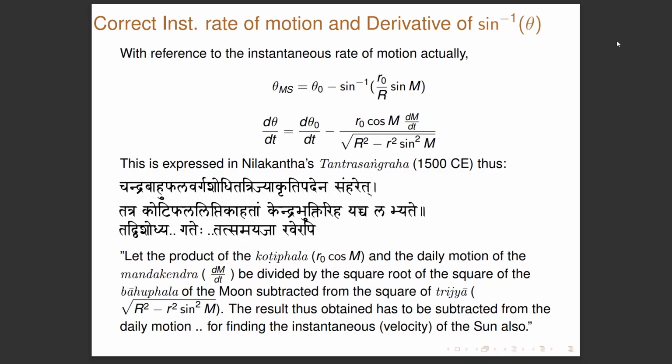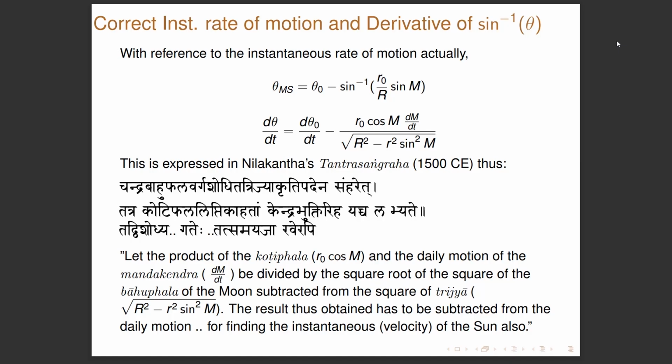This Nilakanta is more accurate, and he gives this formula for the rate of motion. Of course, he didn't say it like this, but he will give the rate of motion. This is equivalent to taking the derivative of sine inverse. It is not an easy thing. Even now, I think people find it slightly difficult to find sine inverse d by dt. But he has given this in 1500.